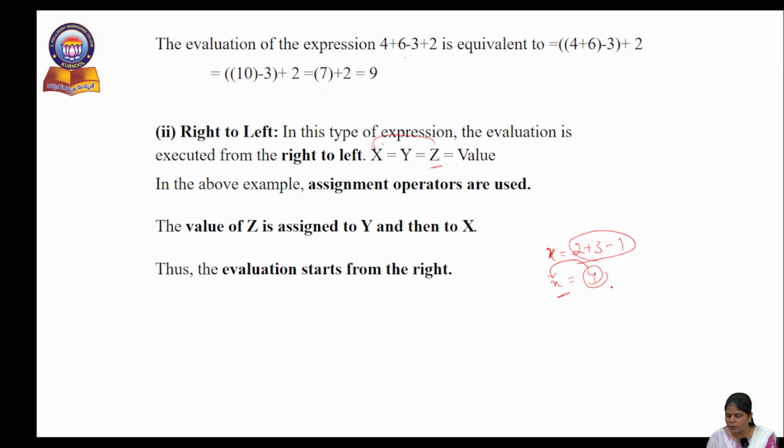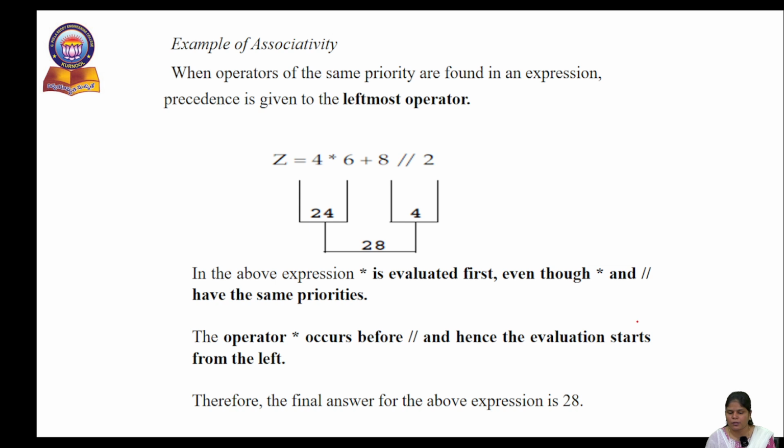So this associativity is from where? From right to left. First this value will be evaluated and it will be stored to x. Evaluation starts from where? From right to left it goes. Right? So this is right to left associativity. An example of this is: first we have the expression at the right side of equal to. This particular expression will be evaluated first and the value of this will be stored into z.